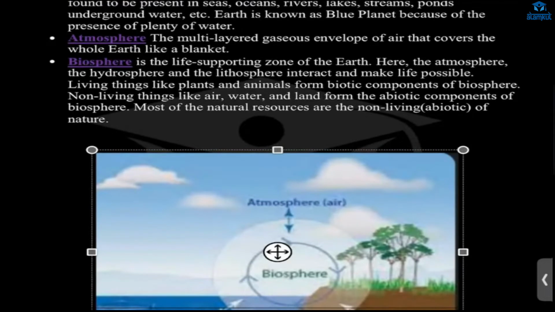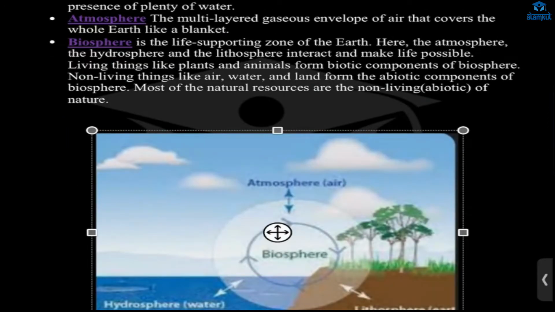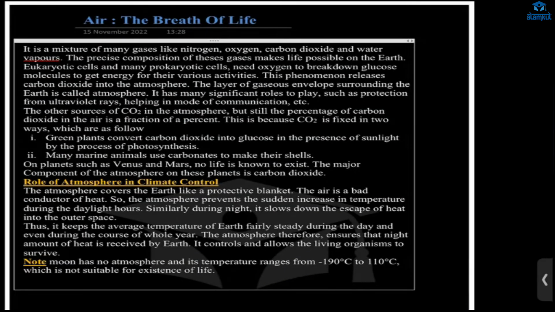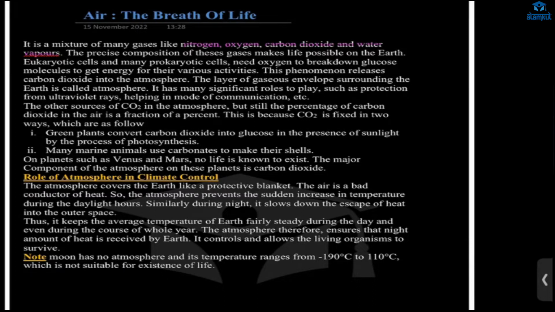The biosphere is the interaction between these three: lithosphere, hydrosphere, and atmosphere. Most of the natural resources are non-living, abiotic. Living is biotic. Now, first one, air. Air is a mixture of gases, right? It has nitrogen, oxygen, carbon dioxide, water vapors, all this. And these gases are present in a precise composition. That much should be present for the continuity of life.